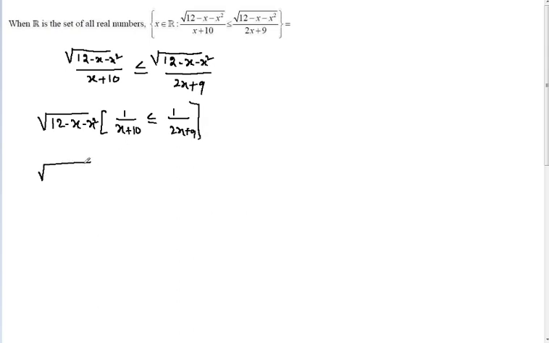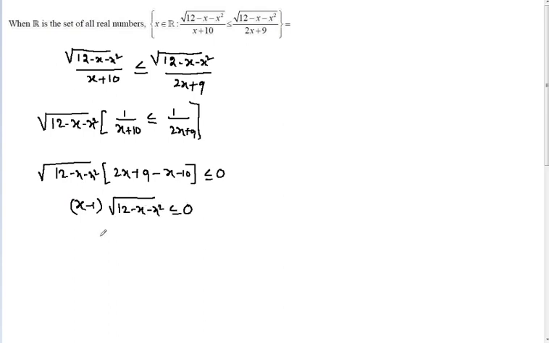So that is √(12 − x²) times (2x + 9 − x − 10) ≤ 0. That is (x − 1)·√(12 − x²) ≤ 0. Here 12 − x² is always greater than or equal to 0, and x − 1 ≤ 0.